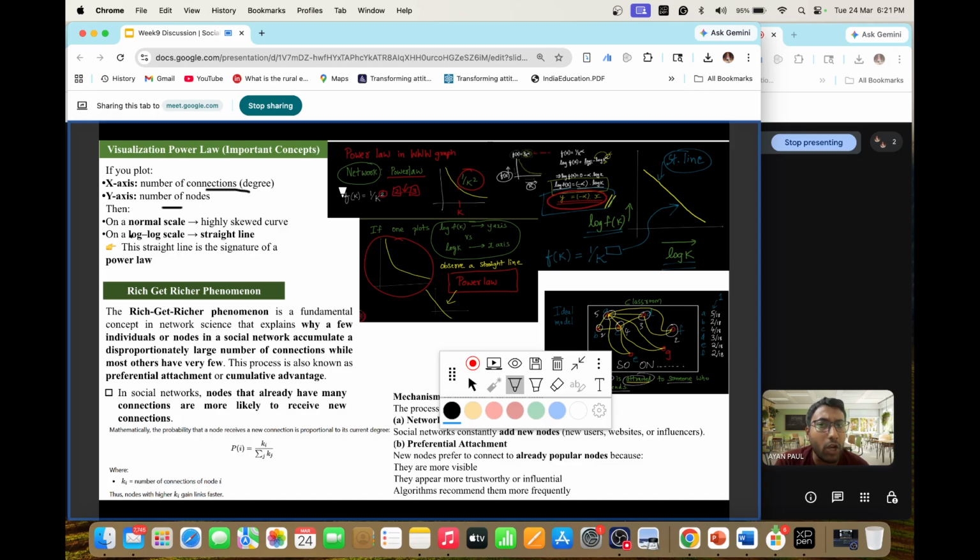But whenever we take the log of both sides, what happens? Log of f(k) equals minus 2 log k. We can call log f(k) as y, and minus 2 log k as mx. So y equals minus mx. What will the curve be? The curve will be nothing but a straight line.